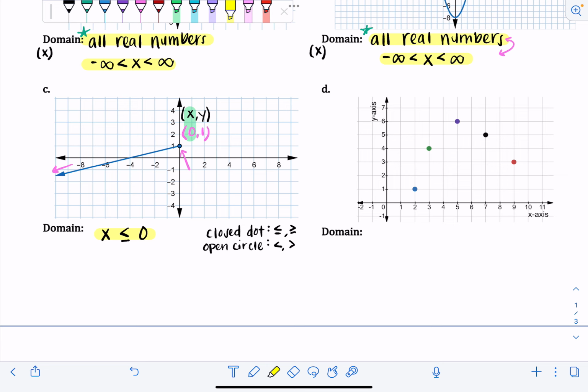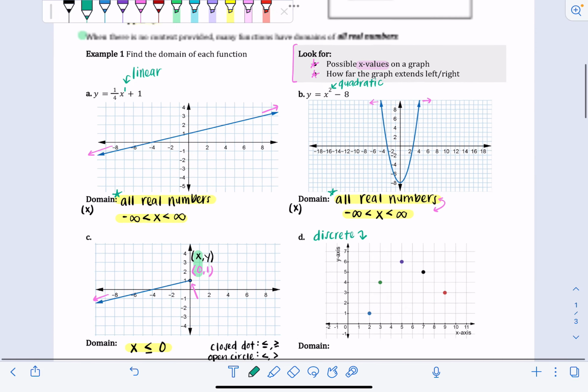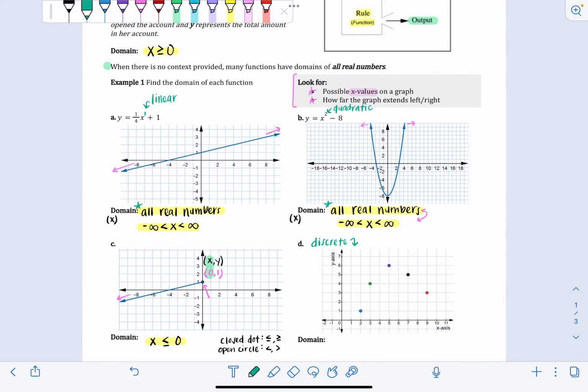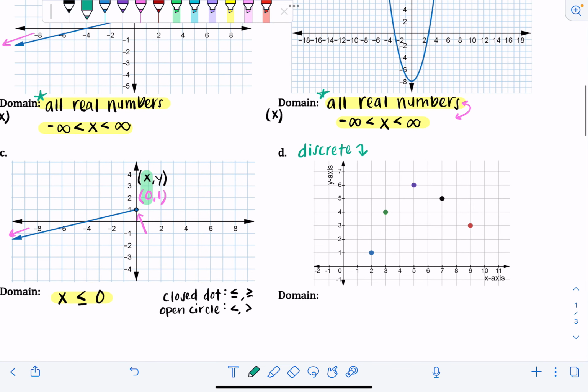Okay, and then for D, you can see this graph looks different because it's just a set of points. When you have just a set of points, this is actually called a discrete graph or a discrete function because it's not like a connected line. So our process is a little bit different for this one. When it's discrete, you're focusing more on the possible x values of the graph, not how far the graph extends from left to right. So to find the possible x values for the graph, we have to find all those points that are on the graph. So we'll just go through and list each one.